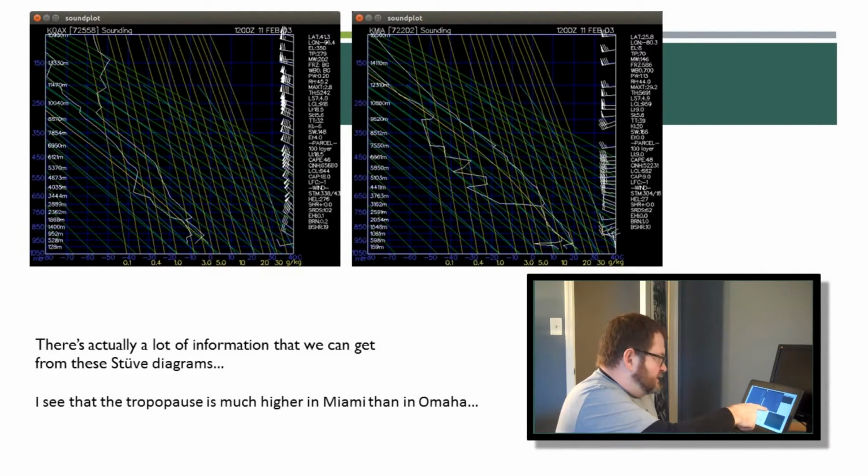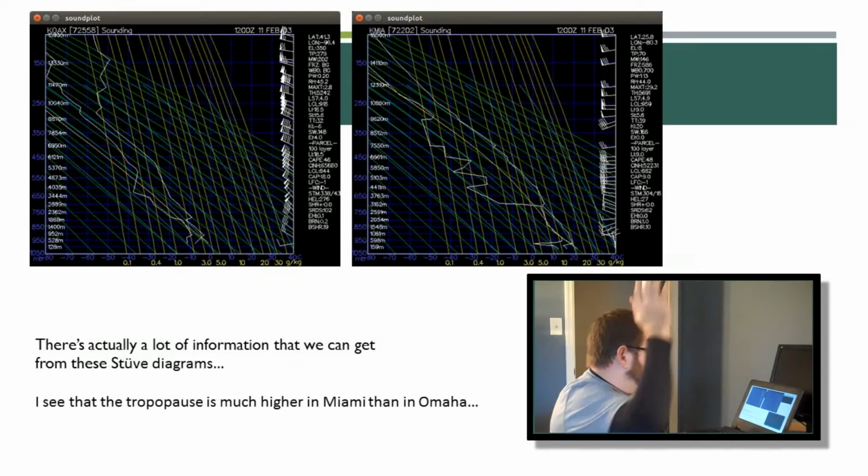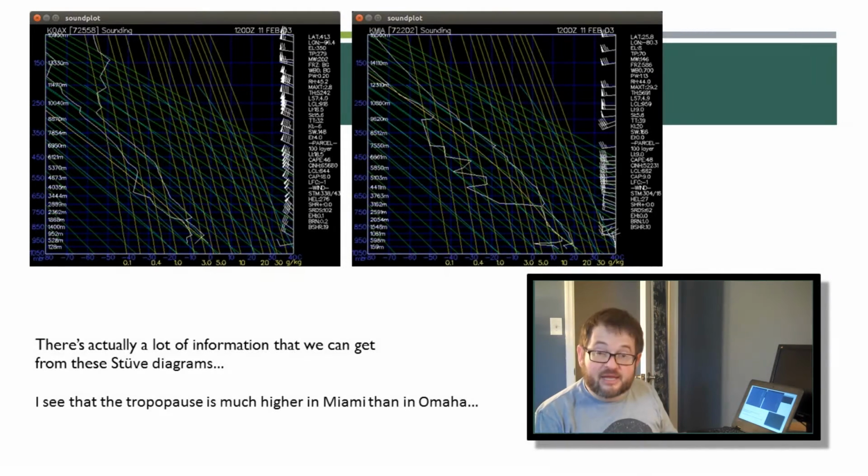Well, actually, if I look at the temperature curve on the Miami one on the right, temperature just continues to decrease all the way up to the top of the diagram. Wherever the tropopause is at Miami, it's more than 100 millibars. It's higher above the ground than 100 millibars. So the tropopause is higher in Miami than in Omaha.